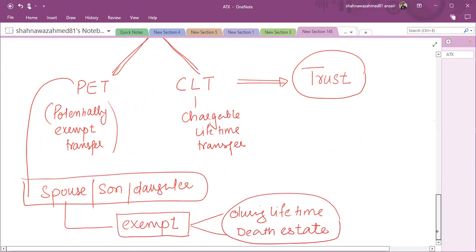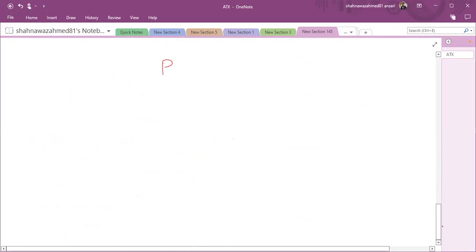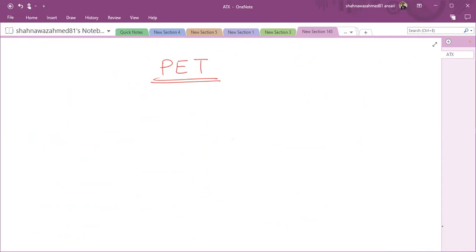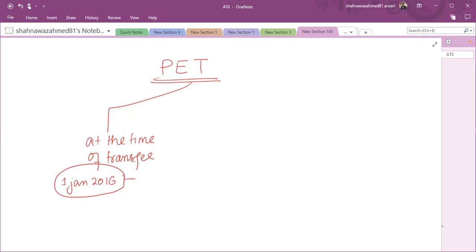Now, if there is a lifetime transfer which is classified as a PET, a potentially exempt transfer, will that be taxable or not? At the time of transfer, there will be no tax. For example, someone has given a gift to his son on 1st January 2016, and the value of the gift is 2,50,000, suppose. So there will be no tax in that particular tax year.